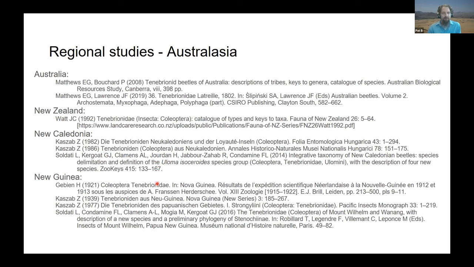by the same group. And for New Guinea, you have a large treatment by Gebien in 1921, and then some additional work by Kaszab, and then more recently, again, by Soldati et al., a nice chapter in a book on the Tenebrionidae of Papua New Guinea.